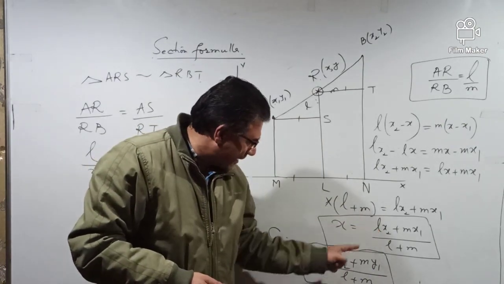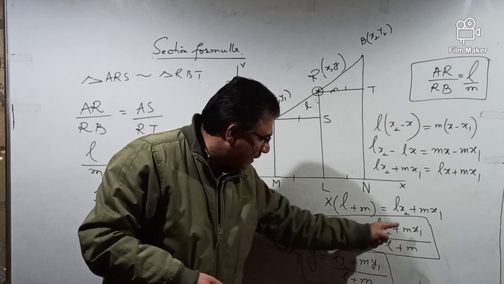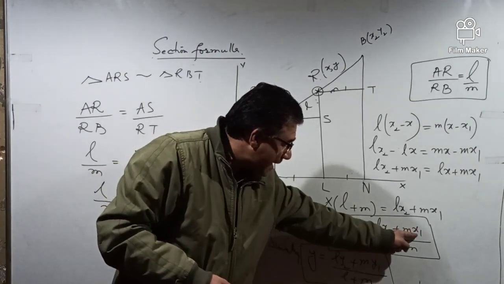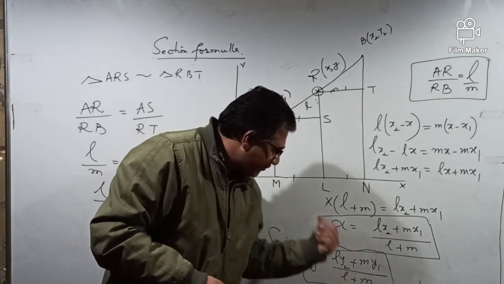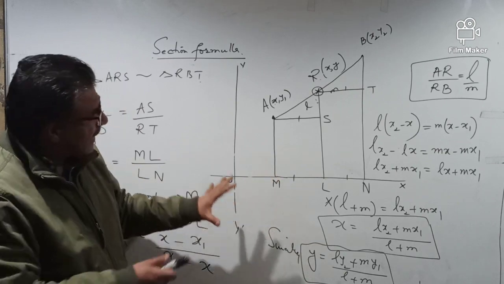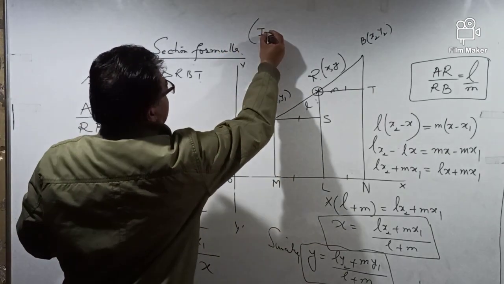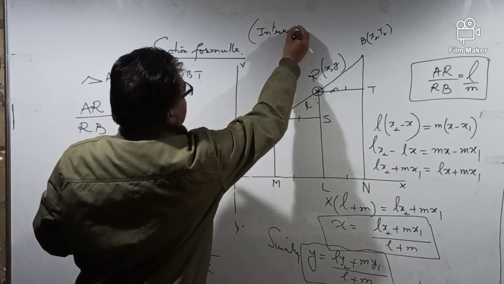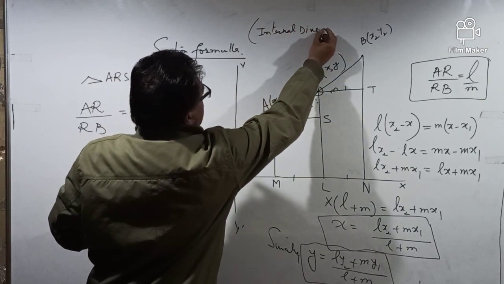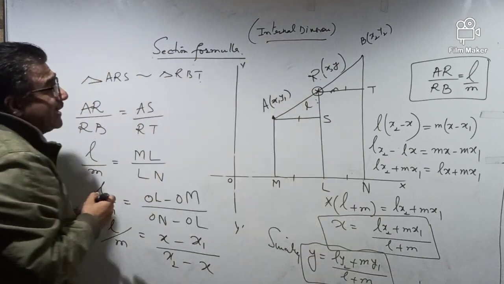Once it is L, here it is L. Here is x2, here it is y2. Here it is m, here it is m. Here it is x1, here it is y1. Say L plus m. So this is the value of x and y, and this formula is called the section formula. But which division? Internal division. Internal division formula. So this is the section formula, but internal division.